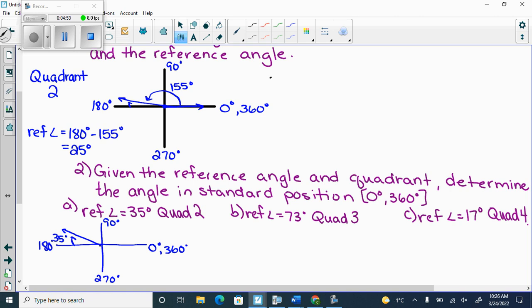I need to reset my board. Anyways, there's an initial and a final. I need this angle. How do I find it? When you're in quadrant 2, you do 180 minus the reference angle. And what did we get? 145.